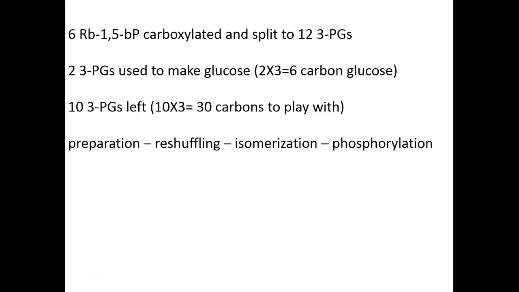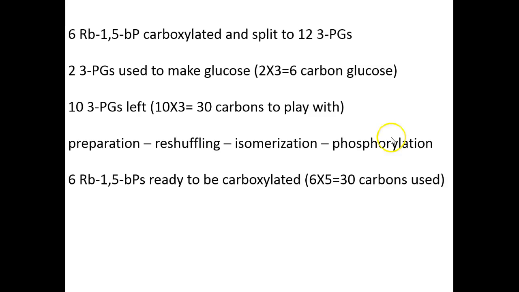And then we reshuffle them into these strange intermediates, and we end up with ribose 5-phosphate and xylulose 5-phosphate, but still, in all of that, we only have 30 carbons accounted for. And then we isomerize those molecules both into ribulose 5-phosphate. And still, we have only those 30 carbons, and we phosphorylate ribulose 5-phosphate into ribulose 1,5-bisphosphate. And how many did we make? We made 6 of them. We regenerate the same 6 ribulose 1,5-bisphosphates that we started with at the end of the Calvin cycle.